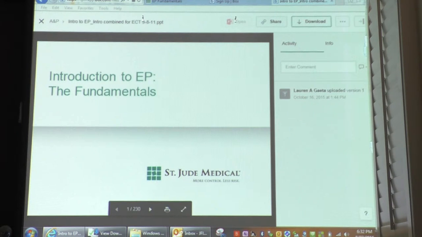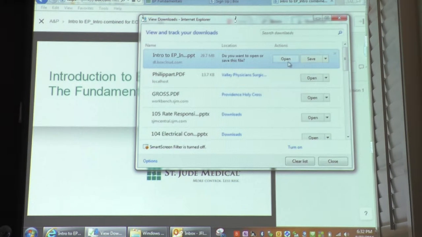So we're gonna go through some presentations that are targeted at new trainees and field personnel on the basics of EP. When we talk about EP, typically there's two subsets. There's what we call devices, and then there's EP or ablative EP therapy: treatment of atrial and ventricular arrhythmias that would be done in a specialized cath lab, an EP lab.